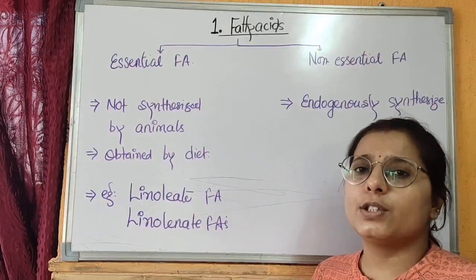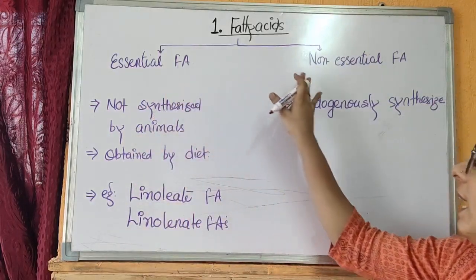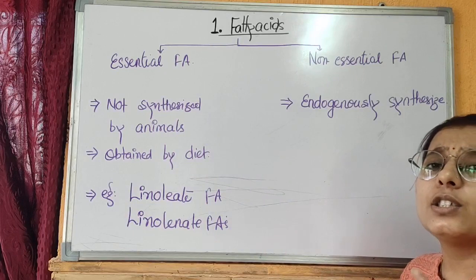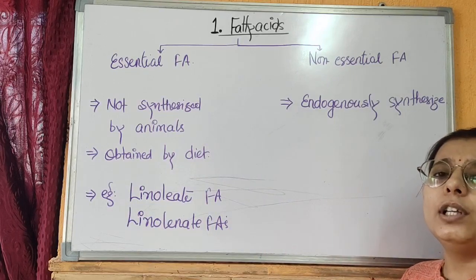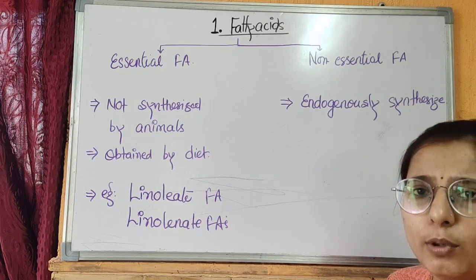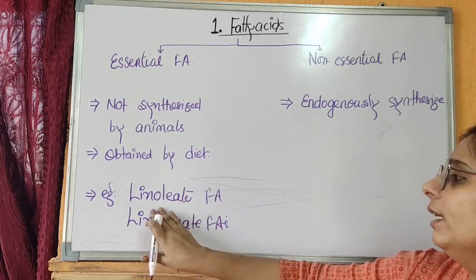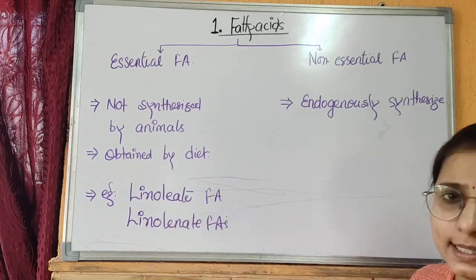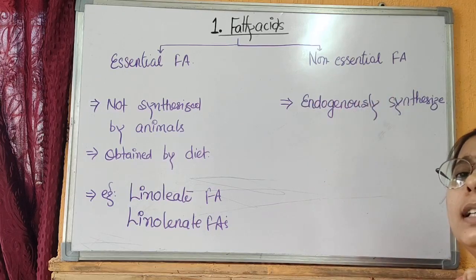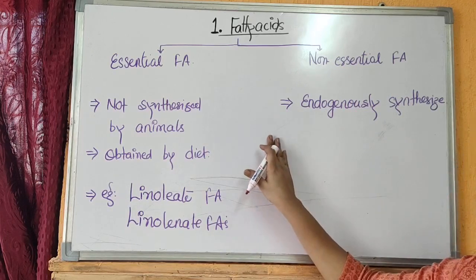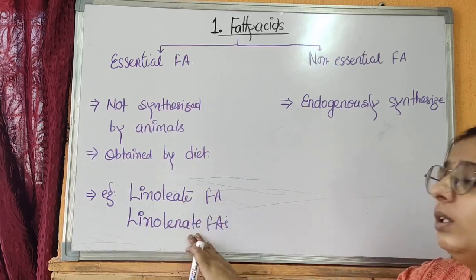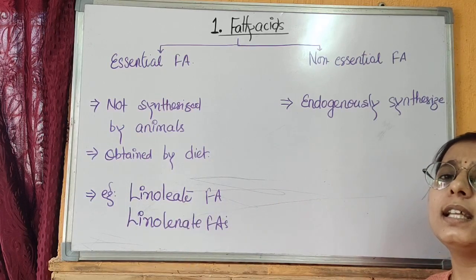Fatty acids further have two more categories: essential fatty acids and non-essential fatty acids. Essential fatty acids are those fatty acids that are not synthesized in the body of an animal and they are taken in by diet. They are very essential for the activity of our body, and they include linoleate and linolenate. The second category is non-essential fatty acids. They are non-essential, meaning they are endogenously synthesized in the body of animals, and include the rest of the fatty acids except linoleate and linolenate. It includes lauric acid, myristic acid and palmitic acid.